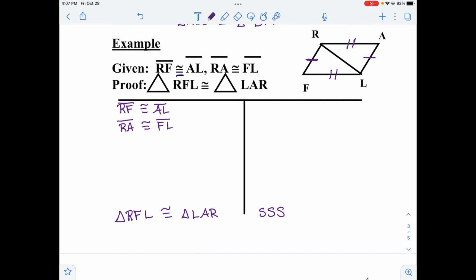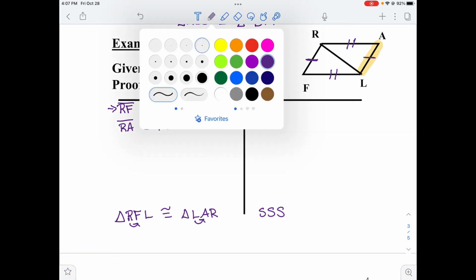So if I look here, I have RF. So R goes to F in my given spot, and it's telling me RF up here in my given is congruent to AL. Well, I started with R here and then F, and here my very first term is L and it goes to A. Well, I need it to say L to A, but up here it says A to L. So I need to do something to get that to switch. Well, if I look at AL, here is AL. I know that AL is the same thing as LA because of reflexive property.